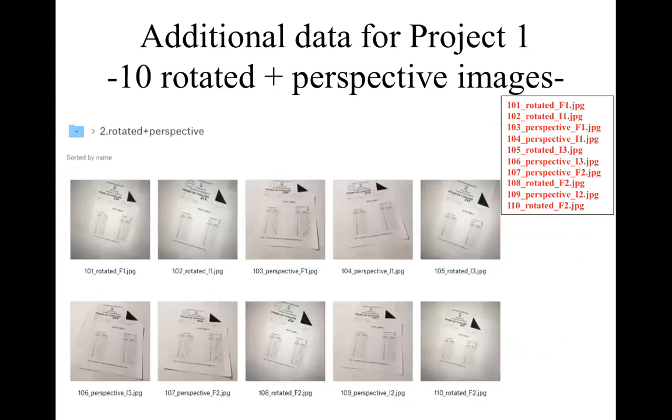You have 10 images in the folder called rotated plus perspective. In the test set that you're going to receive after Easter, you'll have images from 1 to 100, so I put the numbers here from 101 to 110. I think there are 5 rotated and 5 perspective test sheets. And I want to clearly stress that these images don't appear in the training data. So basically, these images are part of our test minus training data.